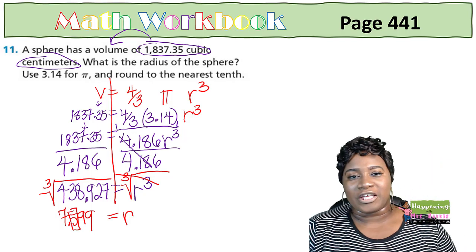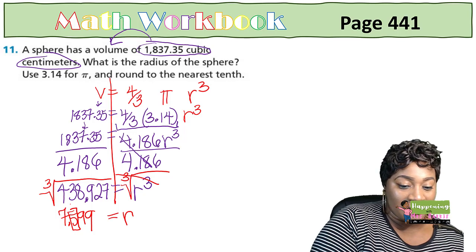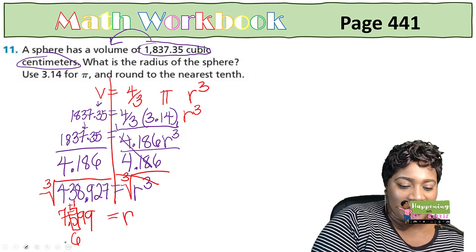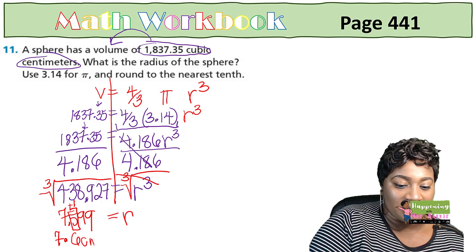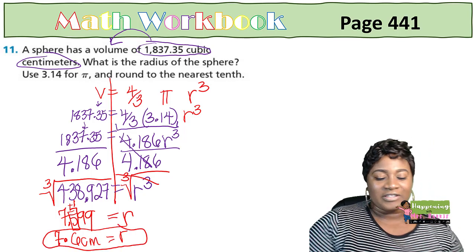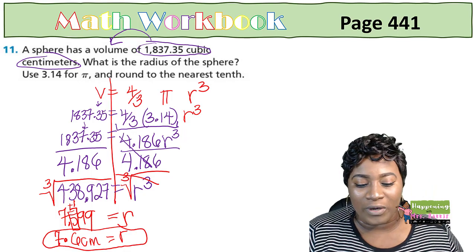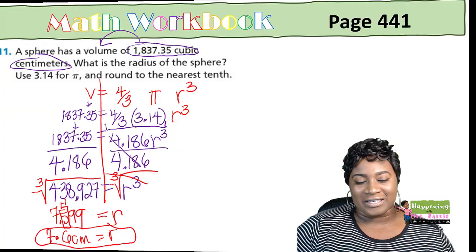The 5 is in the tenths place, so the 9 next door is going to make the 5 round up. So the 5 will change to 6, keep the decimal, keep the 7, and the radius will just be centimeters. And here's my answer. My answer is 7.6 centimeters. My radius is 7.6 centimeters.